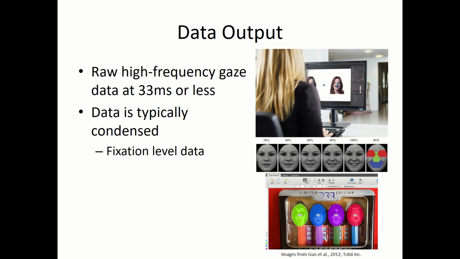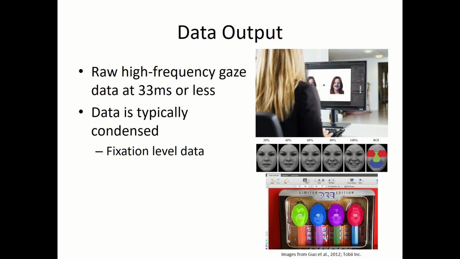So you get this massive data set, and typically from that initial data set, you end up condensing the data down because it's just too much. And the most frequent way that it's condensed is to break down all these gaze points into what's called a fixation.